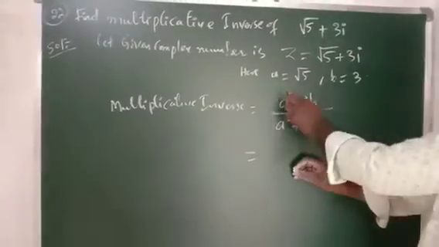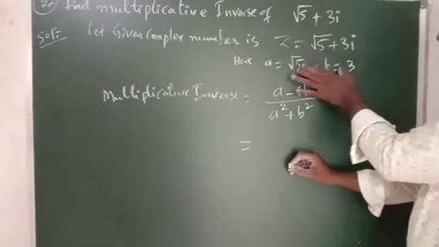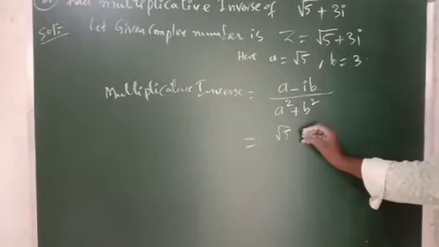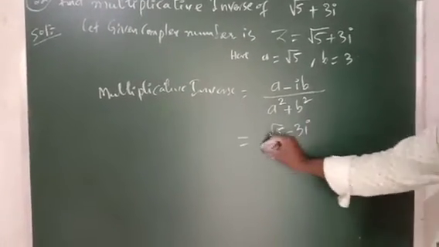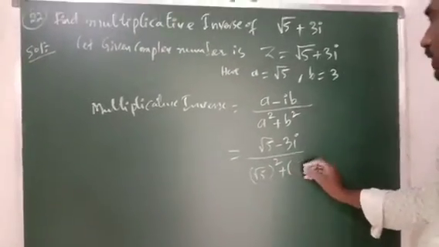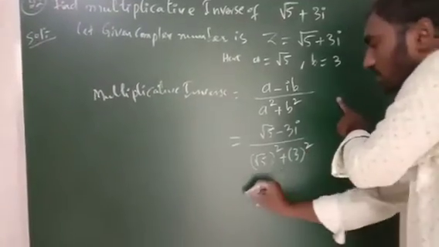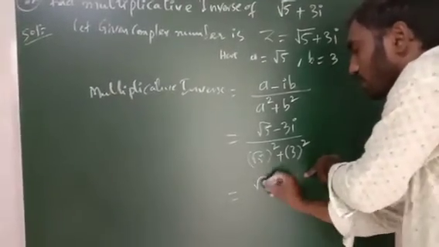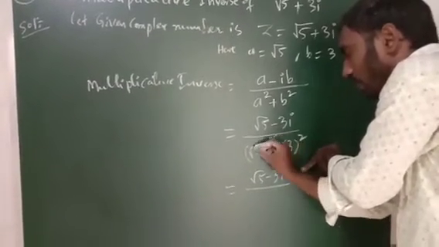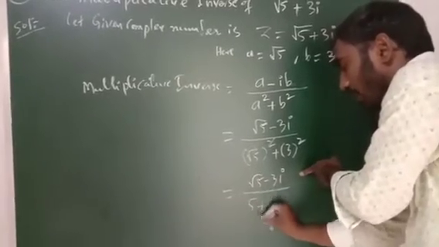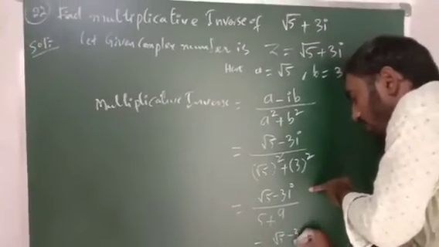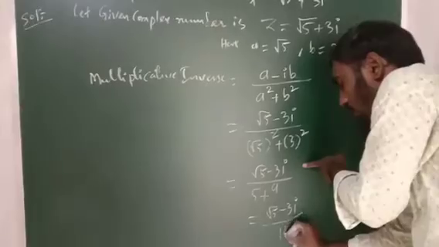So a value is root 5 and b value equals 3. Now simply substitute these values in the given formula. So a equals root 5, next minus 3i by a square, a square is root 5 whole square, next plus b value is 3 square. So this is equals root 5 minus 3i by root 5 square. Root 5 square means square root gets cancelled. So 5 plus 3 square is 9. So this is equals root 5 minus 3i by 14.